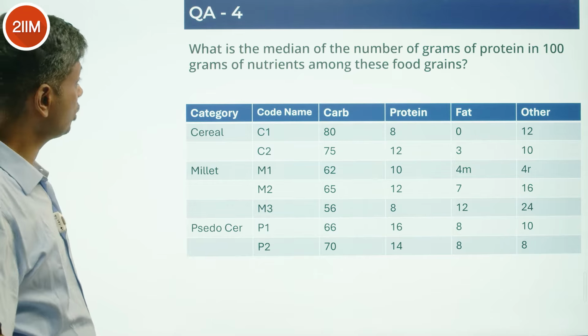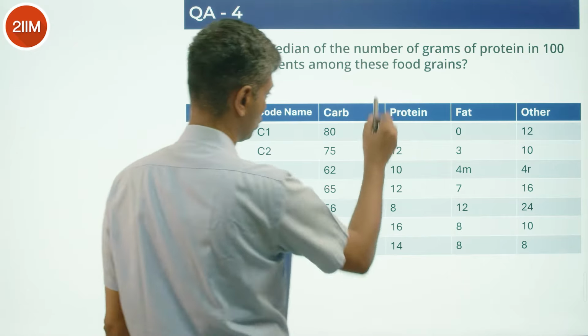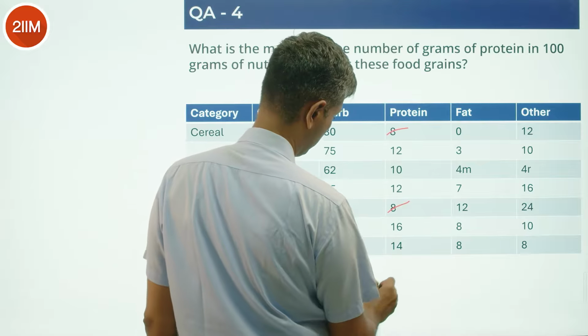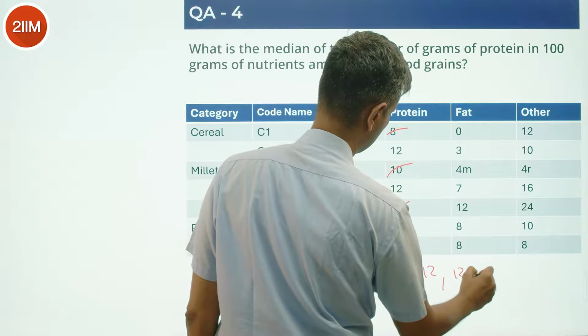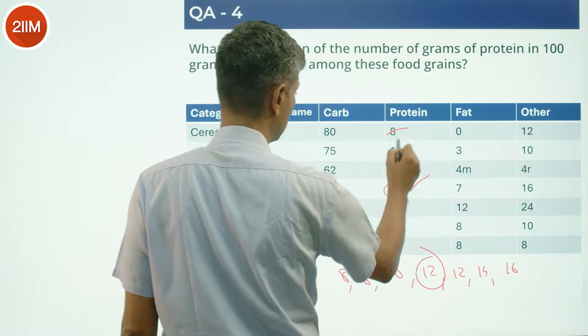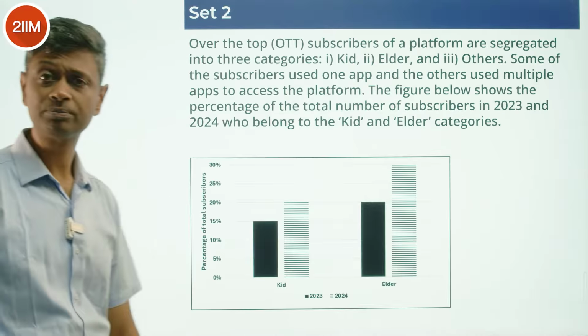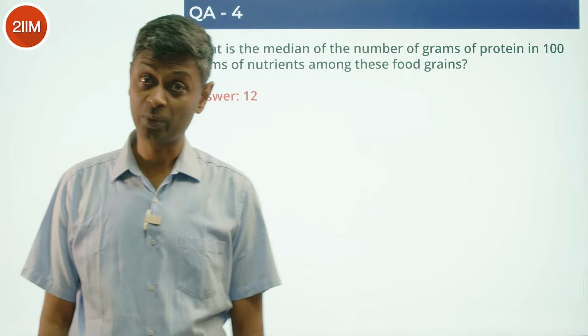What is the median of the number of grams of protein in 100 grams of nutrients among these food grains? The smallest is 8, then there is a 10, then 12, 14, 16. Median is 12, 12 is our median, done. Median is the middle term when we arrange in order, that is 12. Lovely, nice juicy set. Let's go to the next one.